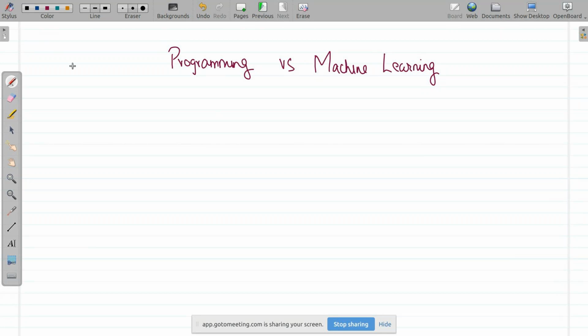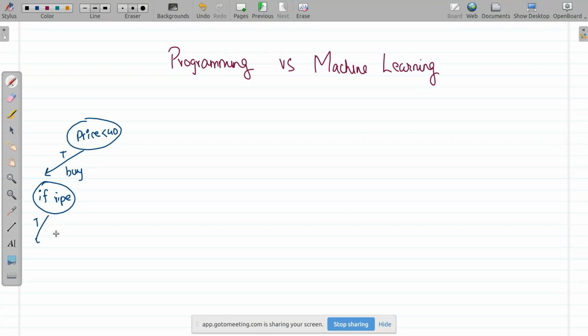So now what is happening? There is a certain kind of distinct set of rules that govern your outcome. Yes. So in terms of programming, what do you say? If the price is less than 40, then probably I will consider buying them. Again, that's not your final target. Then you will check if they are ripe. And finally, if that is also true, then you say, okay, I'll buy it. In any other scenario, the end scenarios are going to be not buy.